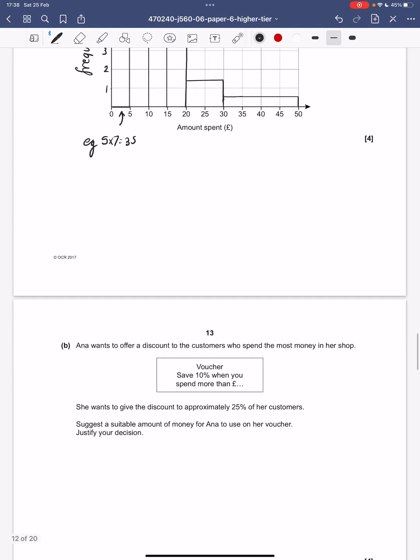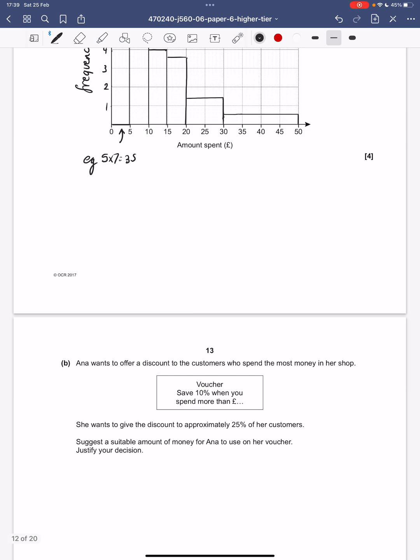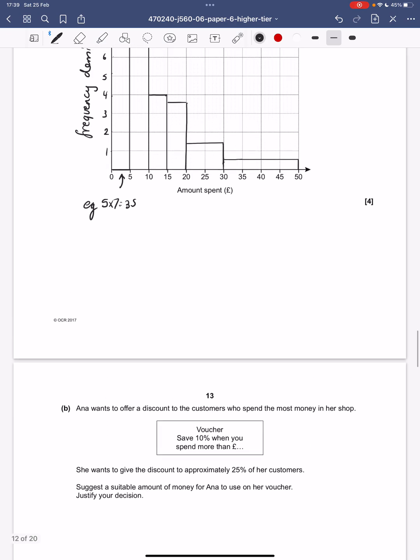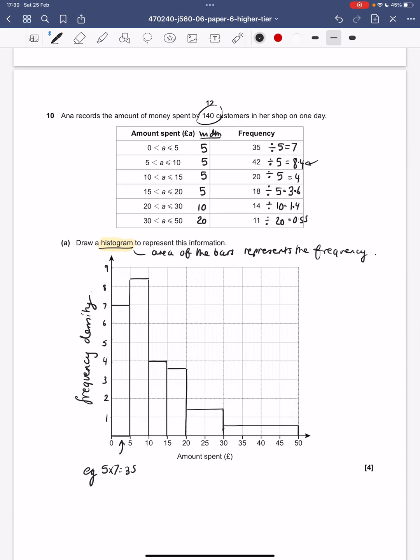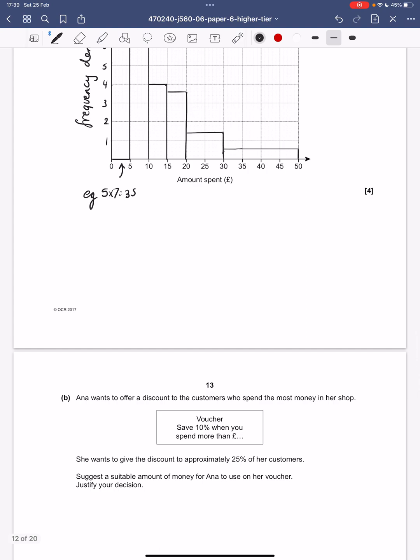Right, Anna wants to offer a discount to the customers who spend the most money in her shop. So a voucher saves 10% when you spend more than something. She wants to give the discount to approximately 25% of her customers. Suggest a suitable amount of money for Anna's voucher. Okay, so she's got 140 customers. 25% of 140 is 140 divided by 4. That's going to be 35 customers.